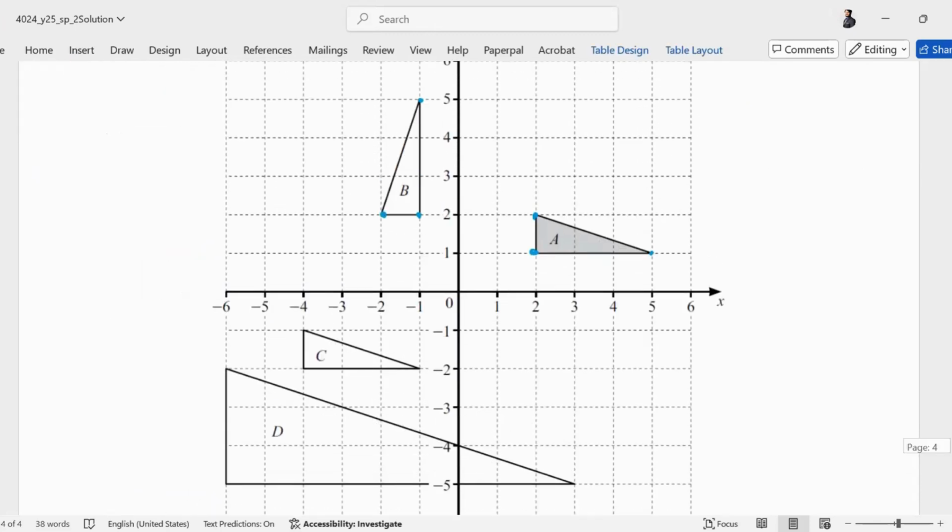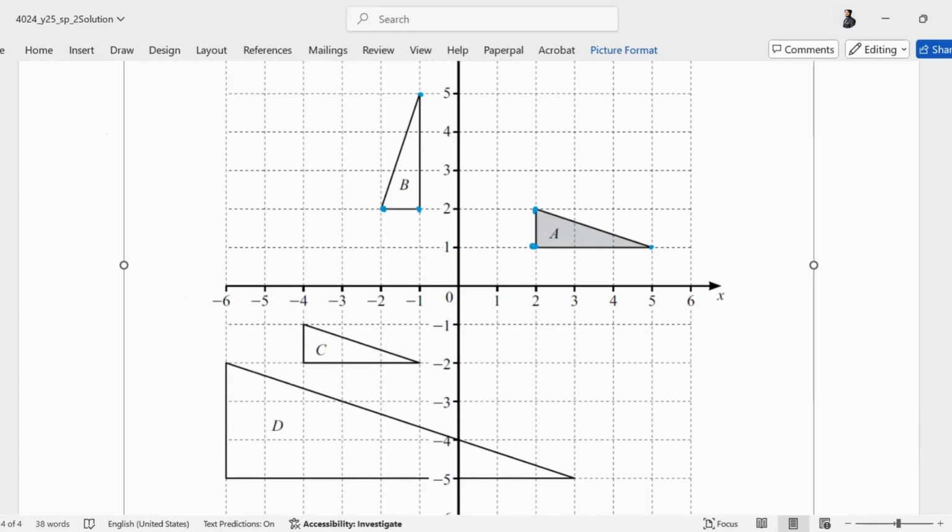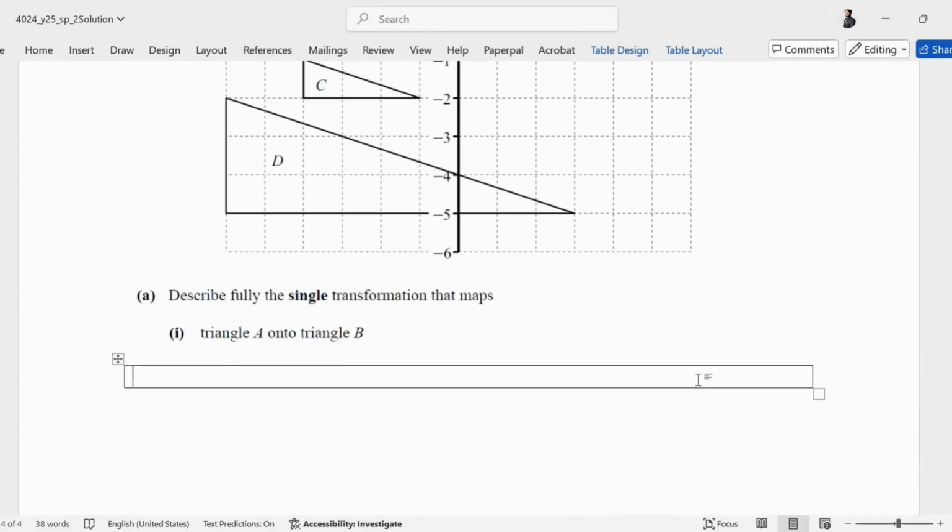The angle is 90 degrees. And if you see A, how are you rotating A? It is going anti-clockwise 90 degrees. So how will you write it? You're supposed to write everything. You're first supposed to tell that it is a rotation. Rotation of 90 degrees anti-clockwise about 0, 0, which is the origin. So this is how you can get the entire mark. Please be very careful with the wordings A onto B. A is the object and B is the transformed image.